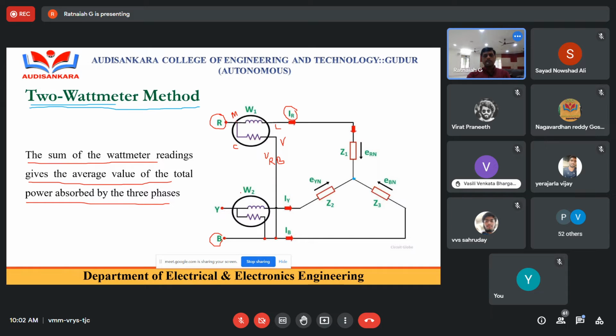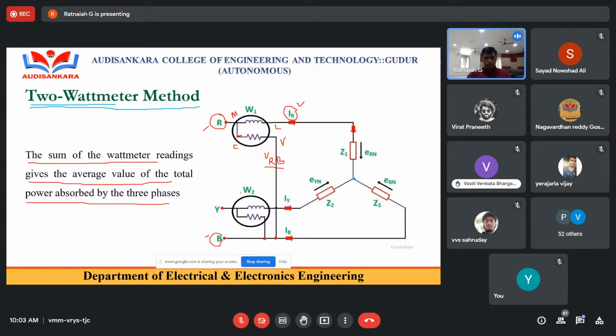M stands for mains, L is the load, and C is the common point. That is for M and C. There is a voltage coil and a current coil, and V is voltage. So there are 4 terminals for each wattmeter. The pressure coil is connected between phases R and B. Therefore, the voltage of the first wattmeter is VRB, and the current of the first wattmeter is IR.